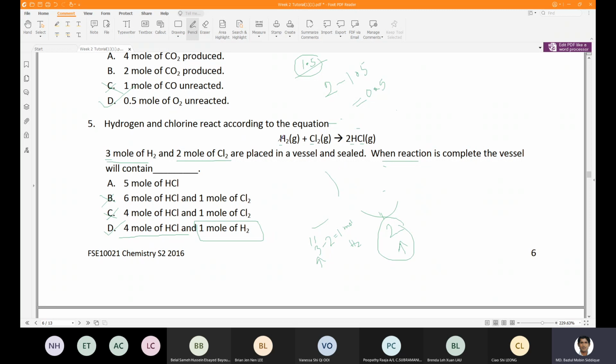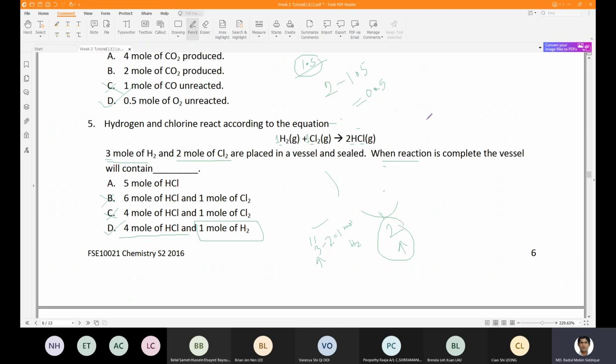Now another thing, I have to see what is in front of each substance. In front of hydrogen there is 1. In front of chlorine there is 1. So this 1 and 1 is the stoichiometric ratio for this reaction. The reaction is balanced in such a way that 1 mole of hydrogen, when reacting with 1 mole of chlorine, will produce 2 moles of hydrogen chloride gas. All right. So it's a 1:1 reaction. 1 mole hydrogen, 1 mole chlorine produces 2 moles of hydrogen chloride.